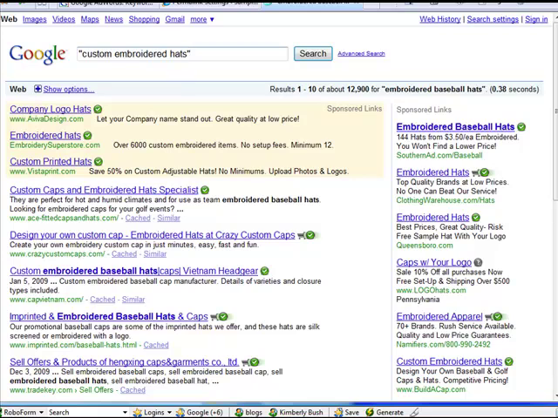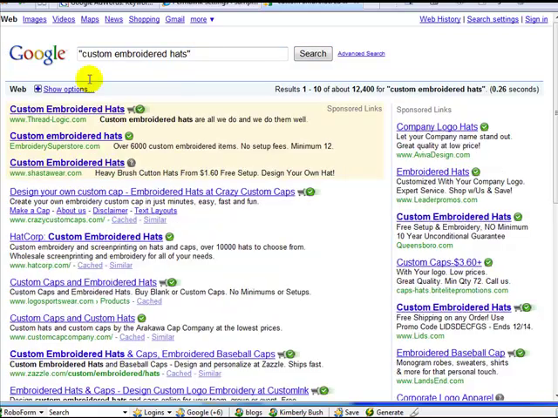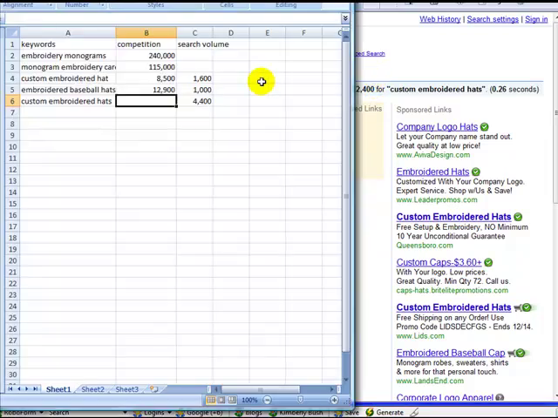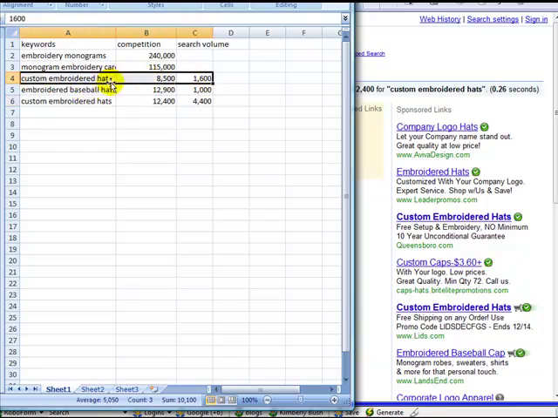Remember to include the quotations. Okay, look at that. 12,400. That is fantastic. It's amazing, isn't it? Because that's even less competition. Oh, I'm sorry. It's a bit more competition than this. However, not a lot more. 12,000 is still relatively low, and you're talking about a lot more traffic.